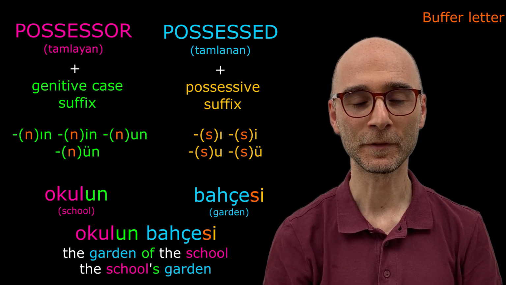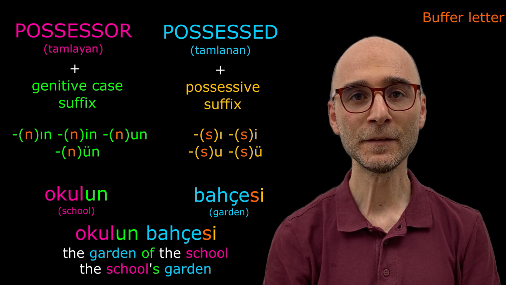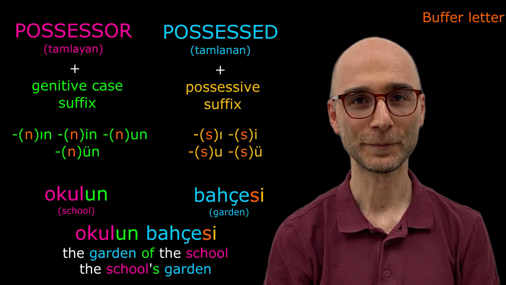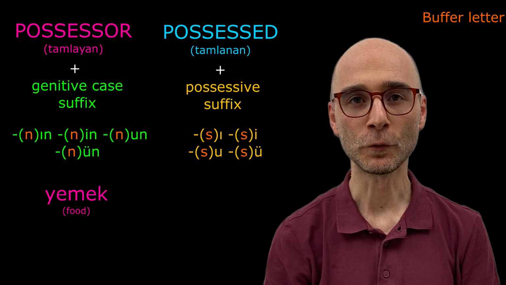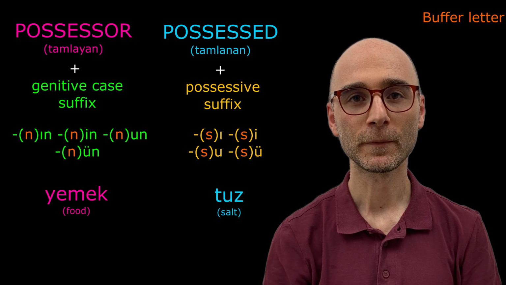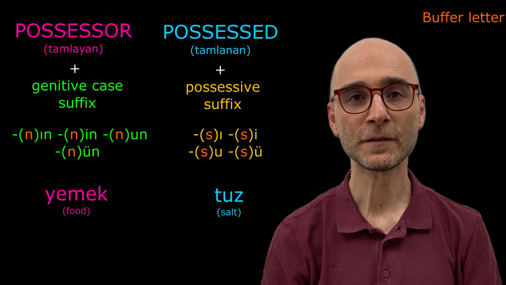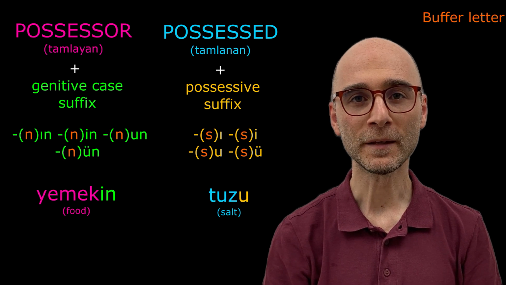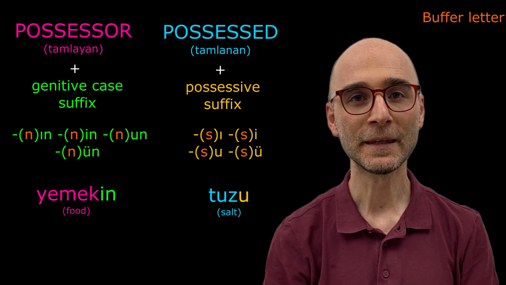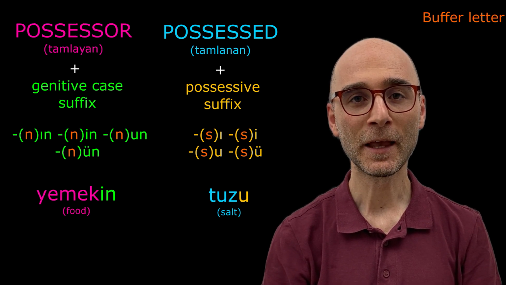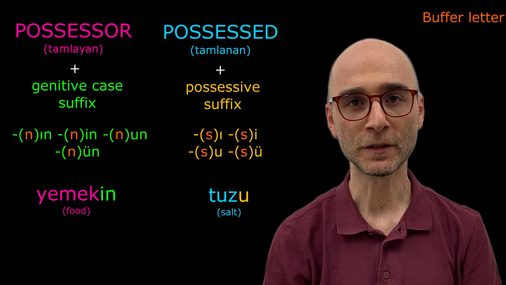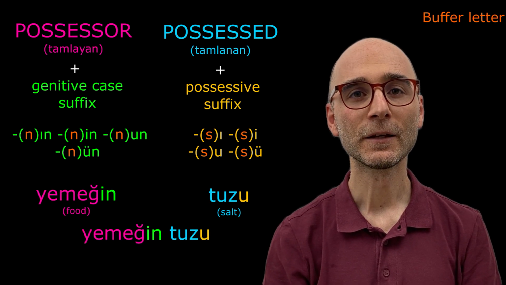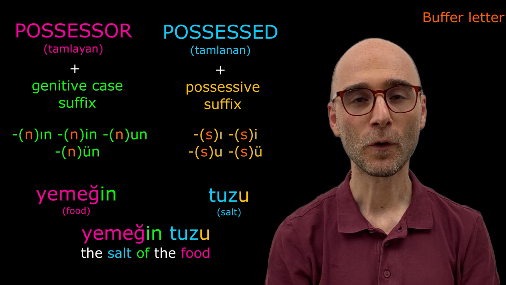As you can see from these basic examples, the idea is very simple. And this is the foundation of many more advanced structures. Before we go on, here are two more examples for you. Yemek is the possessor. Yemek, food. Tuz is the possessed. Tuz, salt. Yemek receives the genitive case suffix in. Tuz receives the possessive suffix u. So what we obtain is yemekin tuzu. Here, k at the end of yemek goes under consonant mutation and it turns into yumuşak g. Therefore, what we say is yemeğin tuzu, the salt of the food.